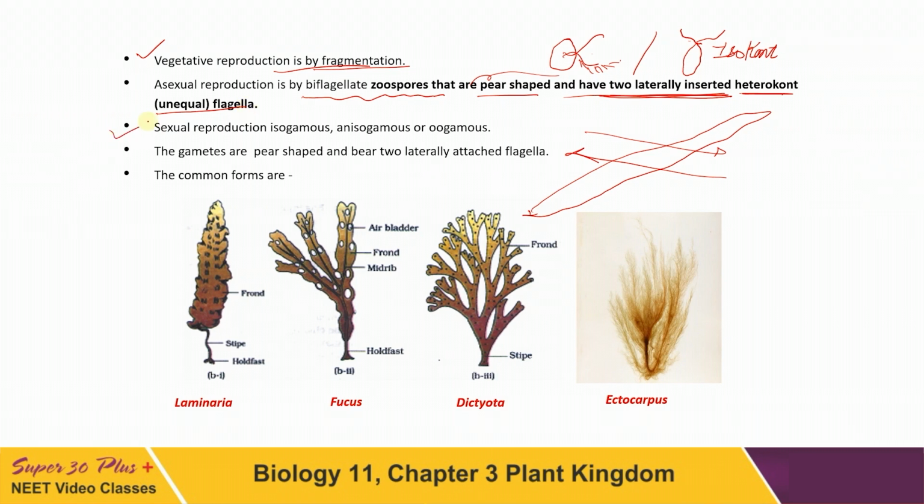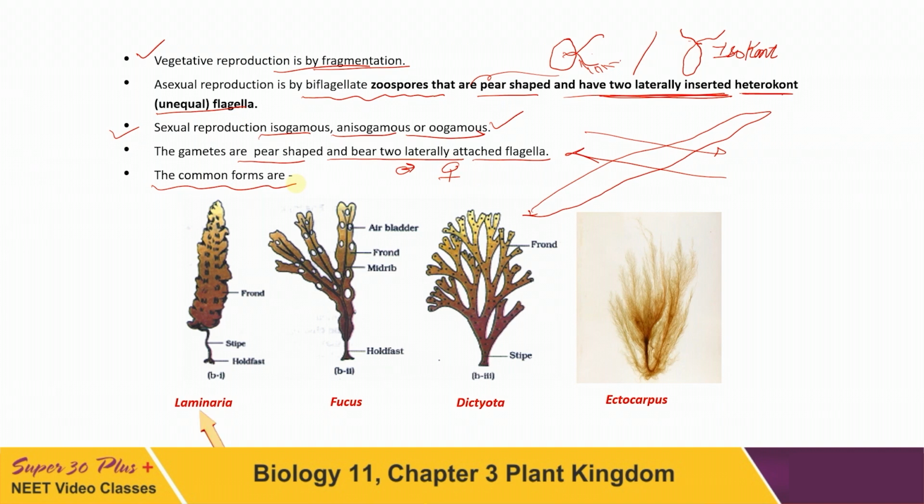Sexual reproduction in the same way may be isogamous, anisogamous, or oogamous, as I told you. Gametes are pear-shaped and they bear two laterally attached flagella. The male and so-called female gametes are motile, and some of the common forms of that are phaeophyceae. You have to identify, these are the diagrams, most of the diagrams are from NCERT.